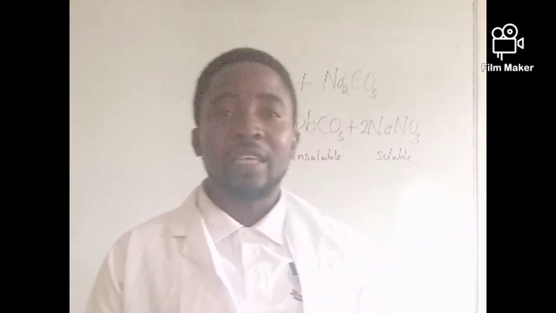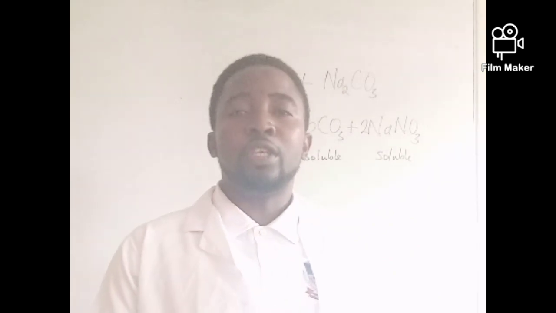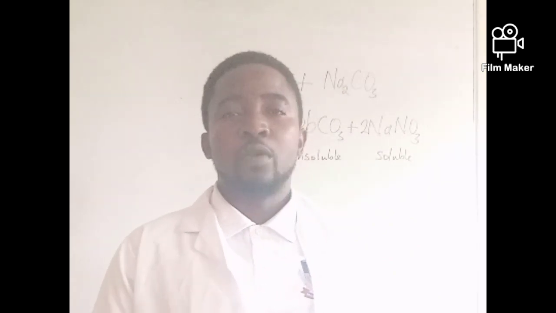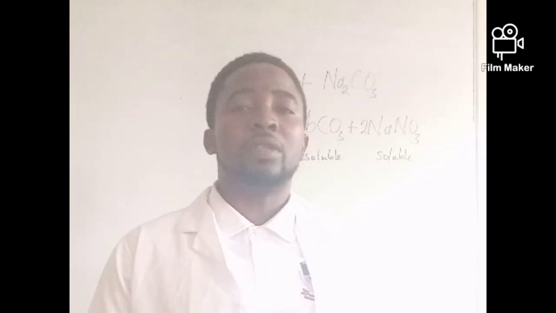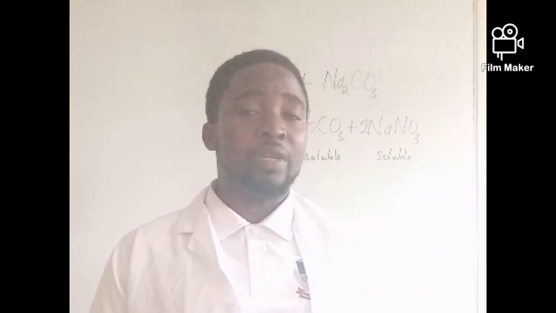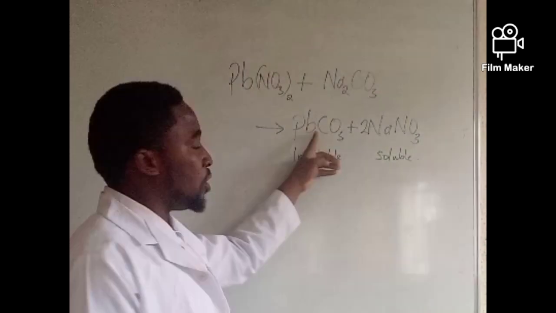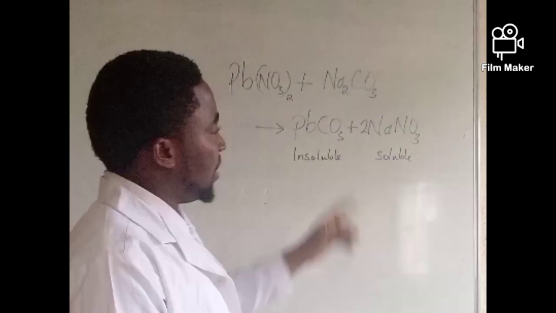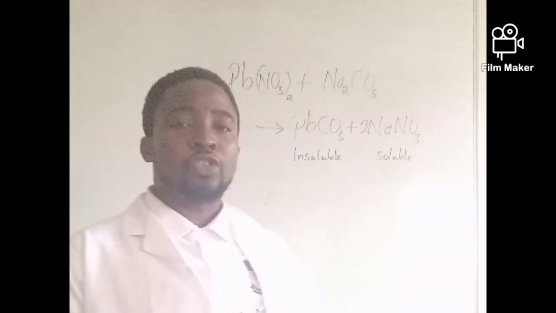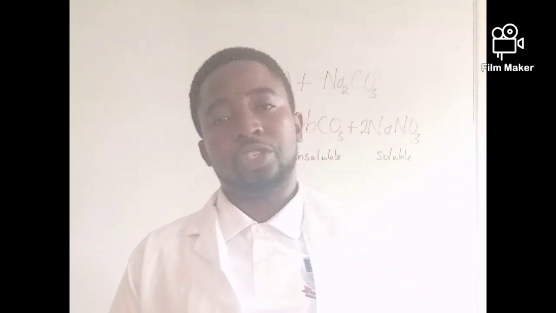So on the day of the exam, you will be asked to add 10 cm cube of distilled water to the specimen and then filter. When you do that, you will get a colorless filtrate and a residue. In the residue is where you have the insoluble compound, which is lead carbonate, and in the filtrate is where you have the sodium nitrate, which is the soluble component of the mixture.